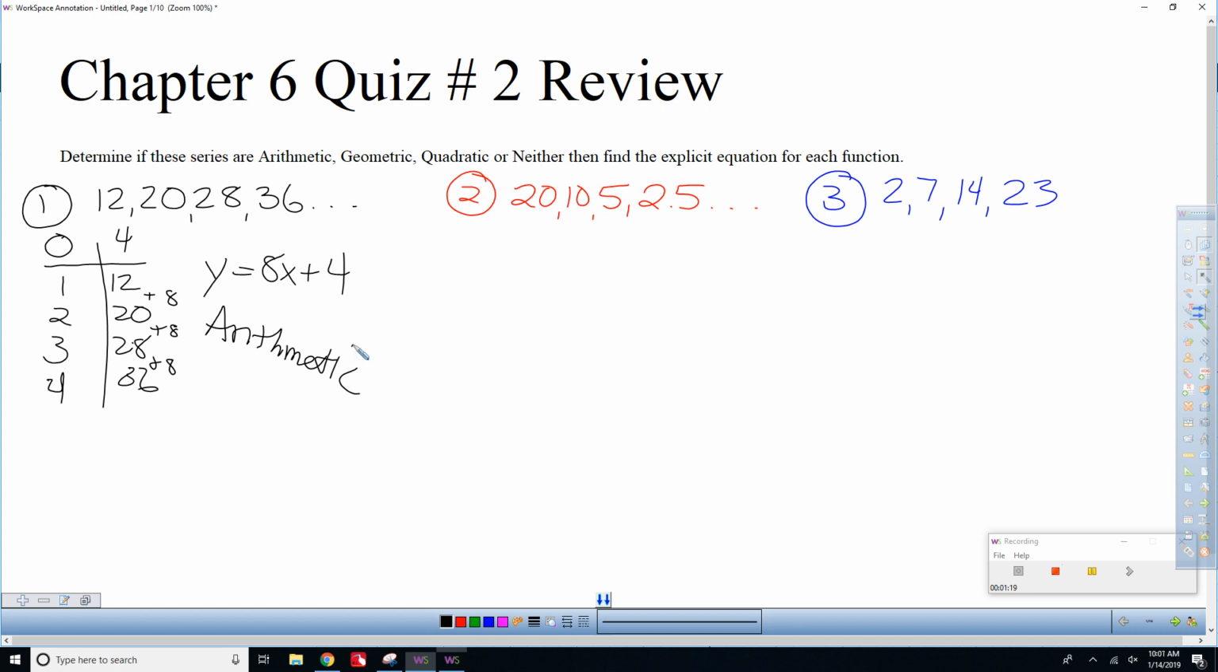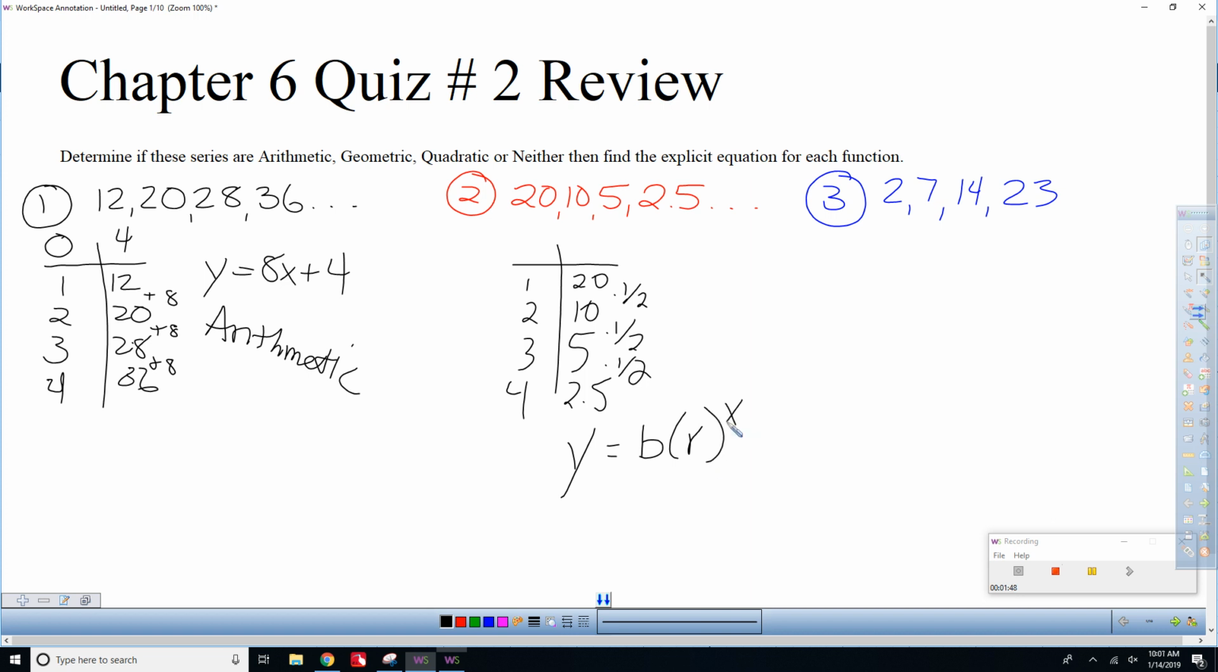Okay? The first one is 20. The second one is 10. The third one is 5. And the fourth one is 2.5. I recognize this as multiplying it by a half each time, which is geometric. Okay? Geometric has a formula y equals b times r to the x power, where b is the y-intercept, r is the rate. So this is going to be something times 1/2 to the x power. Rb, again, we find out where it is when we have 0 for x.